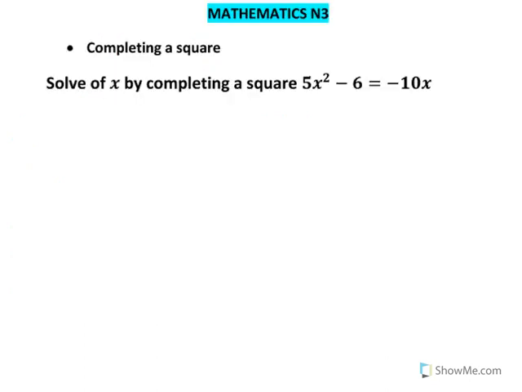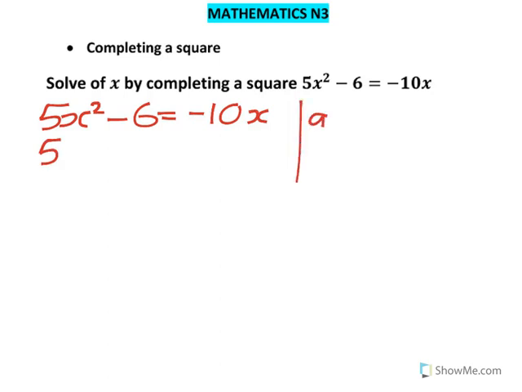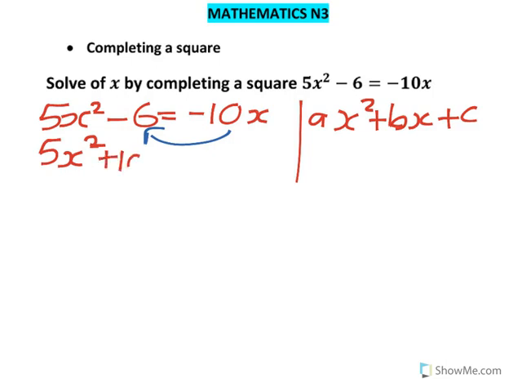There is another one. Say solve for x by completing a square. What they gave us? They gave us 5x squared minus 6 is equal to negative 10x. I want you to pay attention here. Now, it is not difficult. You just need to arrange it the way you know it. How do you know it? The equation is always ax squared plus bx plus c. So you are going to have 5x squared, the negative 10 will have to jump the sign to become plus 10x minus 6 is equal to 0.